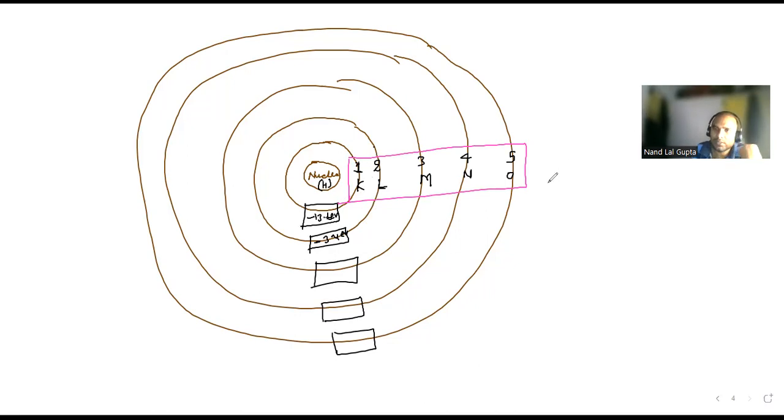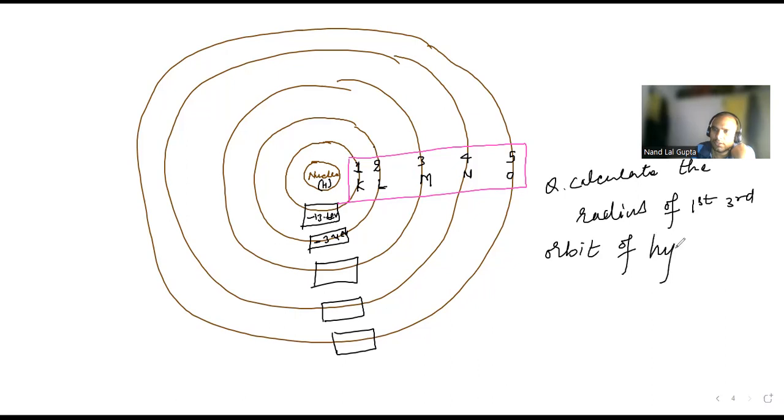I'm giving you another question. You try this one. Calculate the radius of first to third orbit of hydrogen atom. Calculate the radius of first to third orbit of hydrogen atom. Can I erase the diagram?